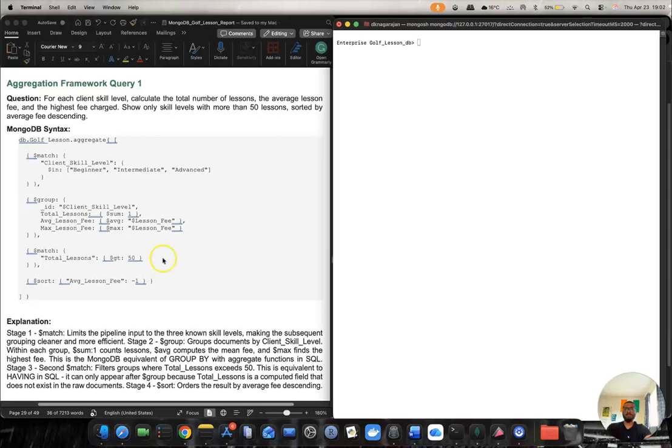This is my second aggregation framework screencast covering aggregation framework 1 from my project report. The question is: for each client skill level, calculate the total number of lessons, the average lesson fee, and the highest fee charged. Show only skill levels with more than 50 lessons sorted by average fee descending.